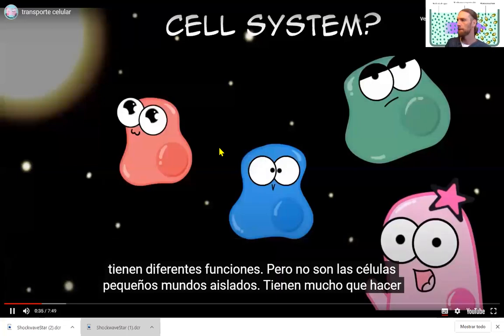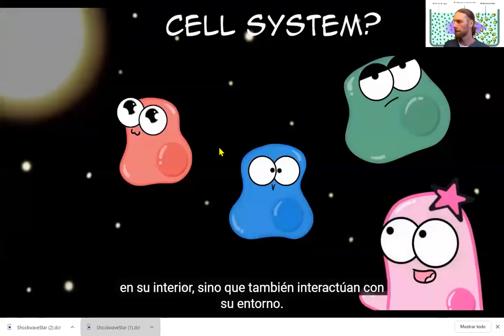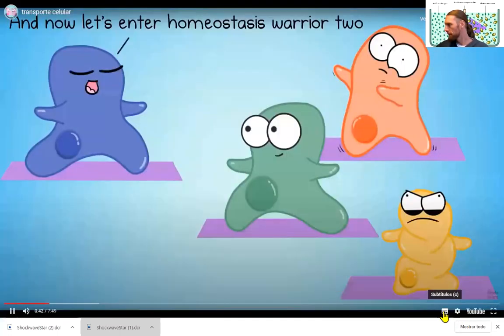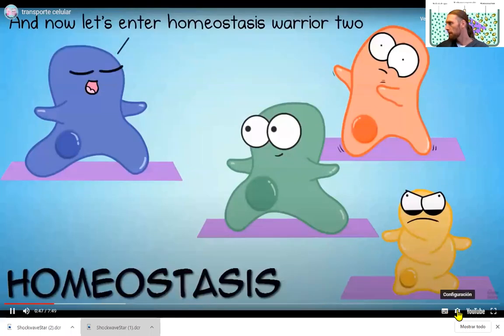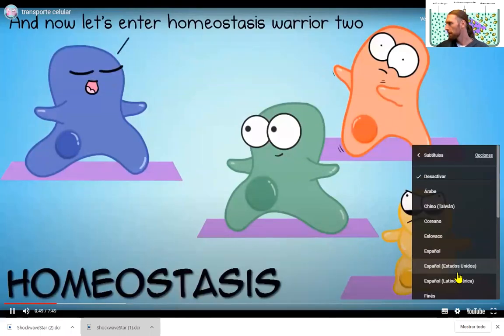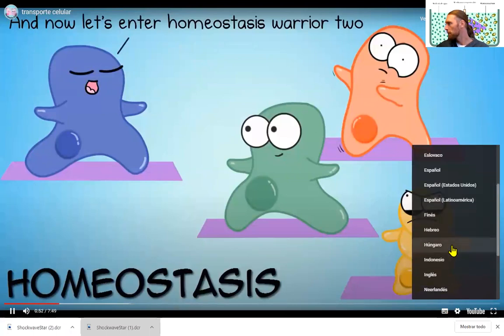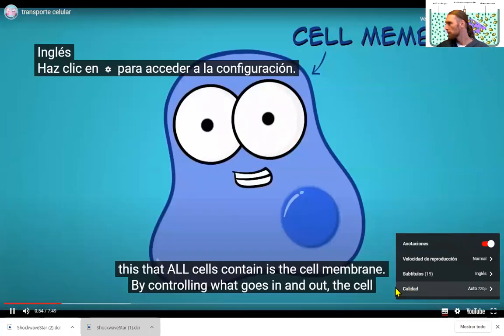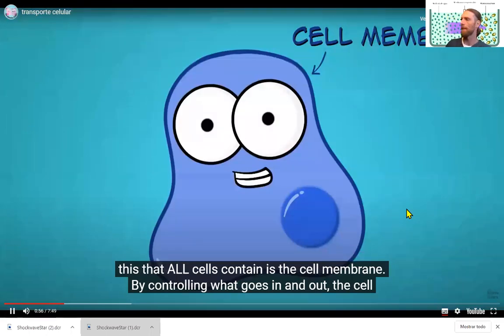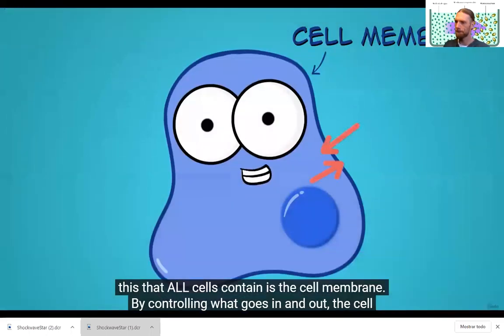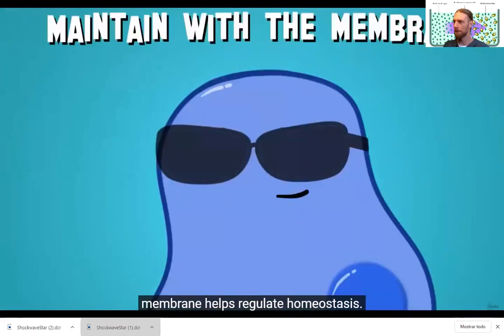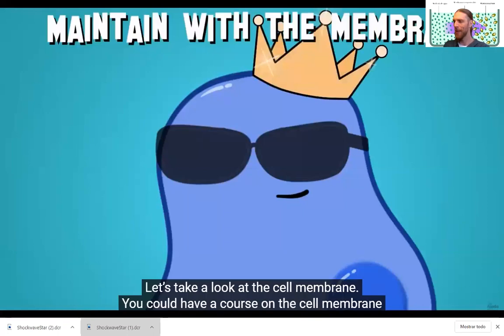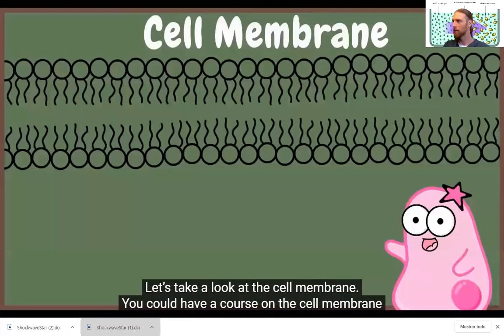They do have a lot going on inside them, but they also need to interact with their environment. It makes sense that to keep a stable environment inside themselves, otherwise known as keeping homeostasis, they must have some control on what goes in and what goes out of them. A very important structure for this that all cells contain is the cell membrane. By controlling what goes in and out, the cell membrane helps regulate homeostasis. It's the homeostasis king. Let's take a look at the cell membrane.